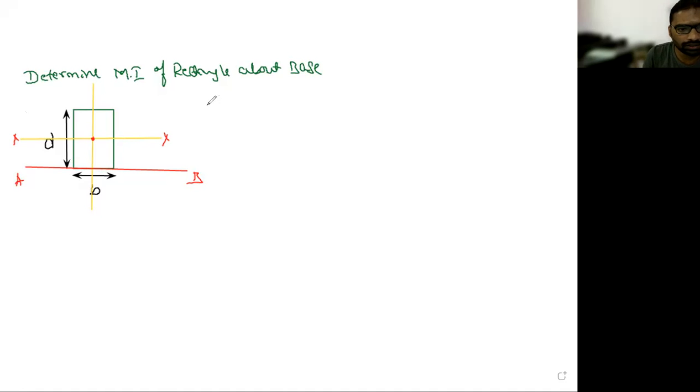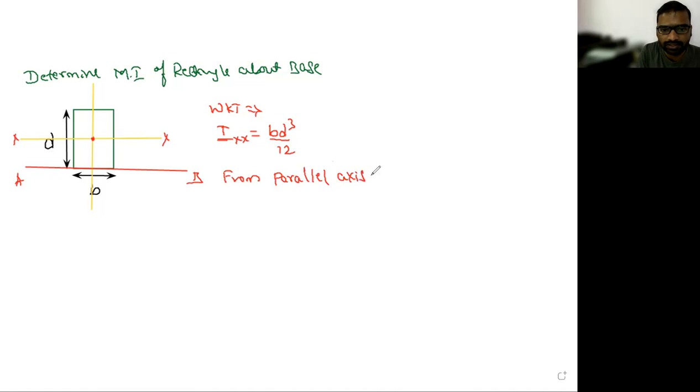we know that for a rectangle, what is the moment of inertia about the centroidal axis? I will take my centroidal axis IXX. What is the moment of inertia about the centroidal axis? BD cube upon 12. Is it correct, everyone? Yes. Okay, so again, which theorem will you apply? Parallel axis theorem or perpendicular axis theorem? Parallel axis theorem.